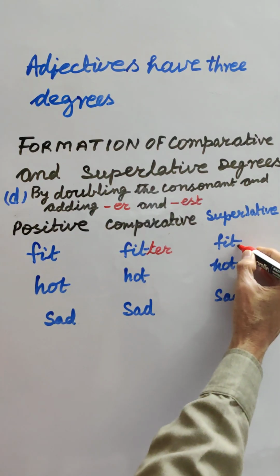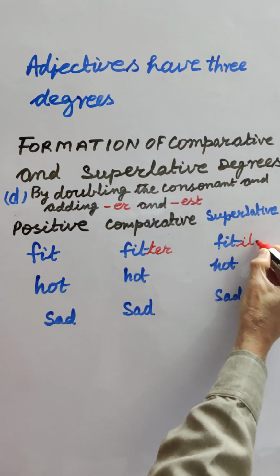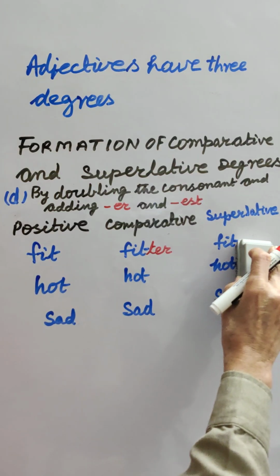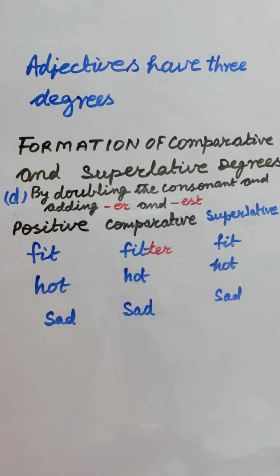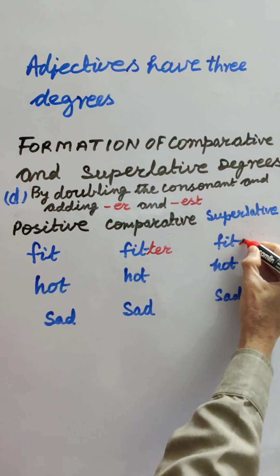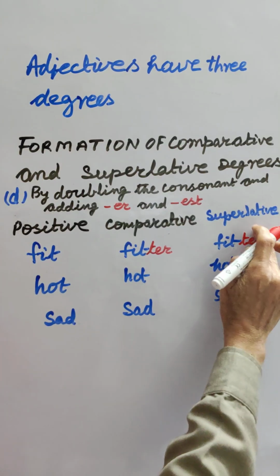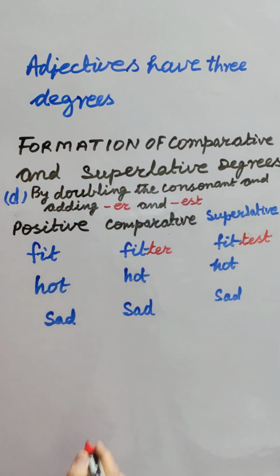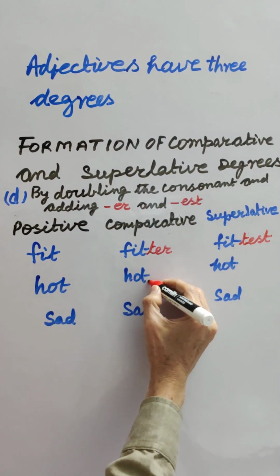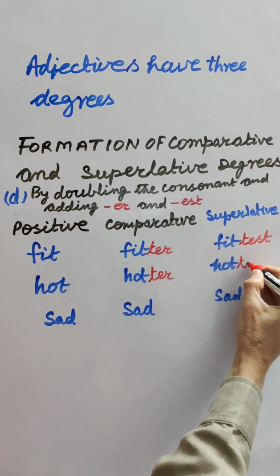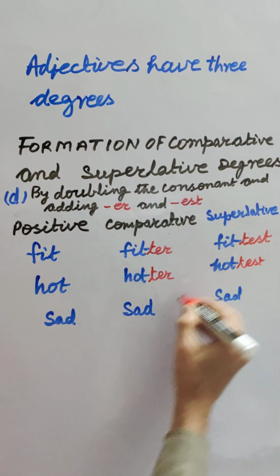F-I, double T, E-S-T: fittest, F-I-double T-E-S-T. So as for hot, hotter, and hottest.